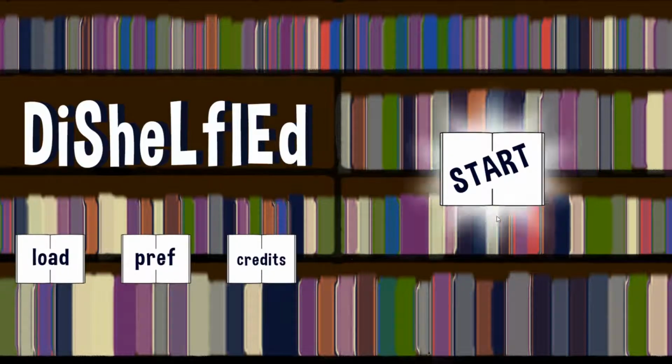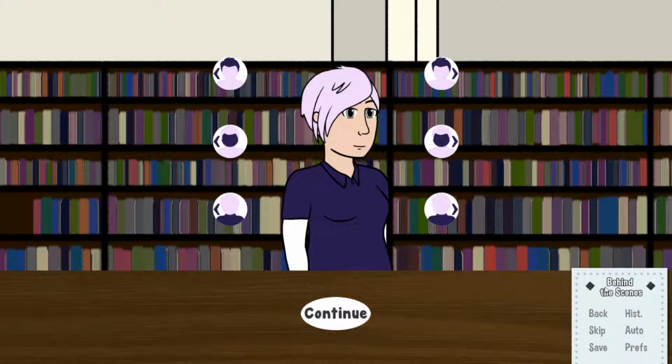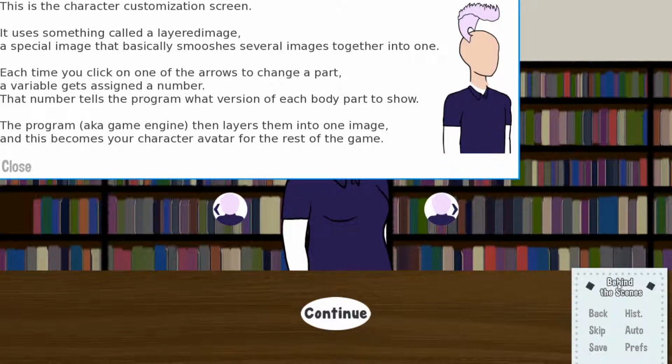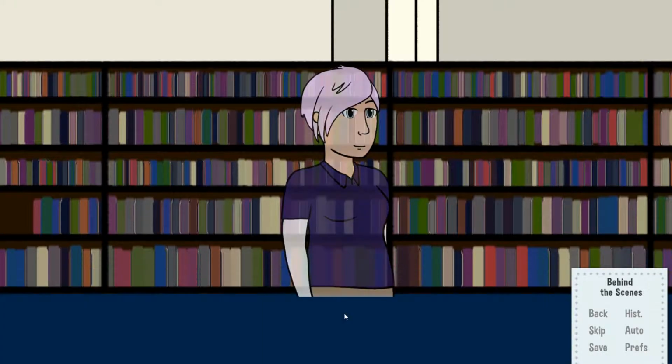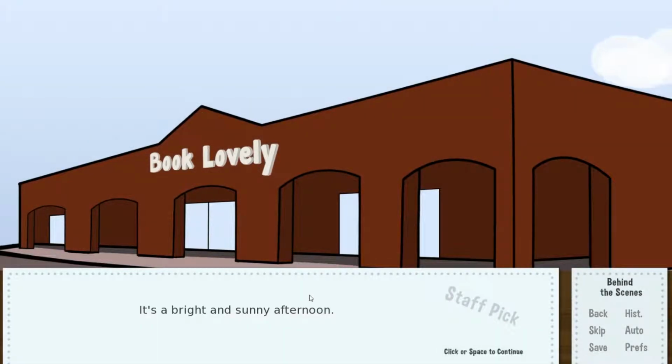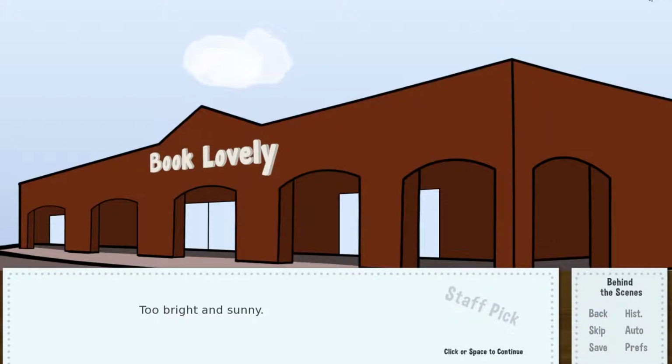So how does this behind the scenes feature work? So we go through this. It's fine. I'll show you on the character customization screen. If you look on the character customization screen, click the behind the scenes. This is the character customization screen. It uses something called a layered image. It smooshes stuff. You close it, and look, the little flashers go away, because those flashers are your new tip icons. So as you're going through the game, flashers are on. What's the new tip? I don't know. I click on it. New tip. Close. Flashers go away. So that's how it works.